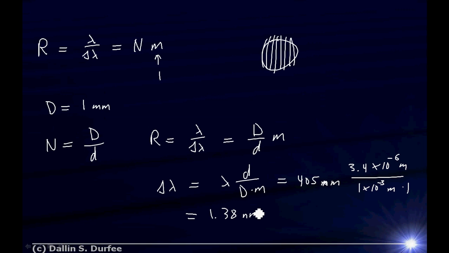If I wanted to do better, I need a better resolving power, which means I could use a higher diffraction order, or I could expand my laser beam before I hit the grating so I illuminate more of them, or I could use a grating with a smaller spacing, d. Alright?